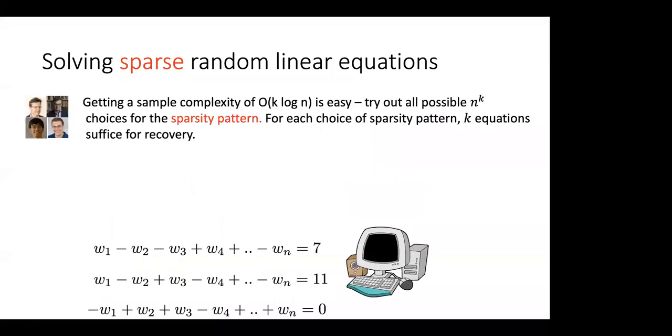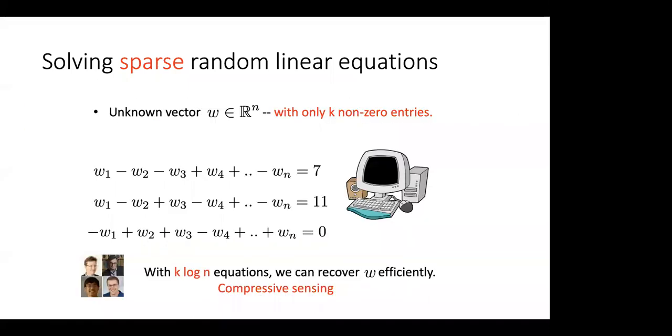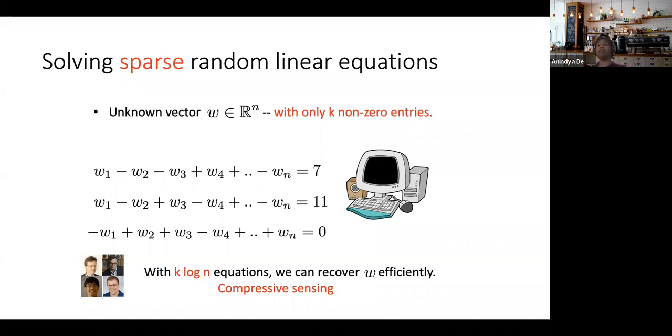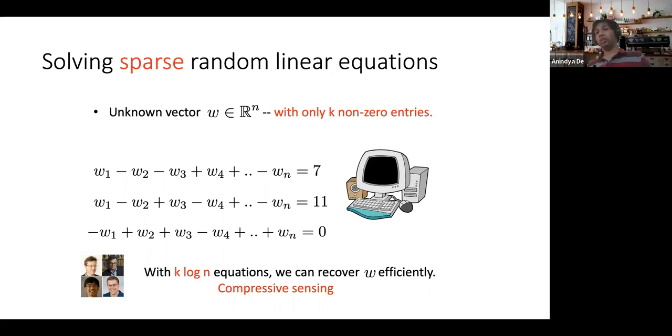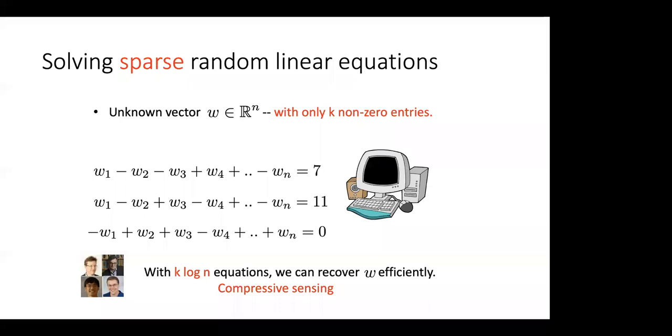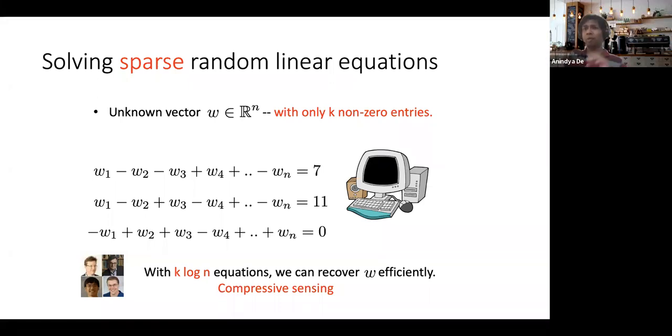Anindya, is this algorithm adaptive? Well, no. Right now the algorithm is not adaptive. The algorithm presses a button and gets a plus-minus-one signing of W. The claim I'm making is that if you get about order k log n such random equations, you can recover W with high probability. Okay, I see. Thank you. High probability is over the equations, not over W. W is arbitrary.